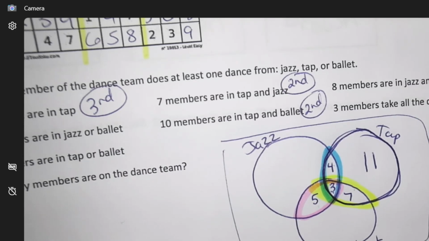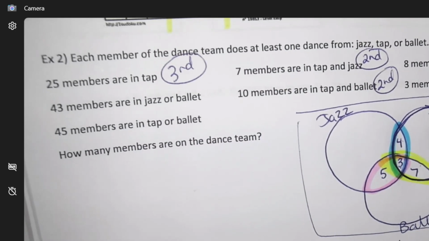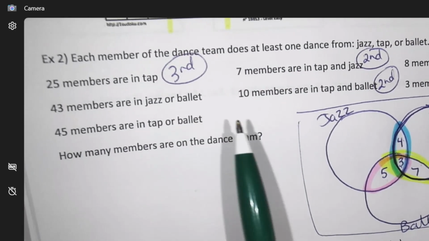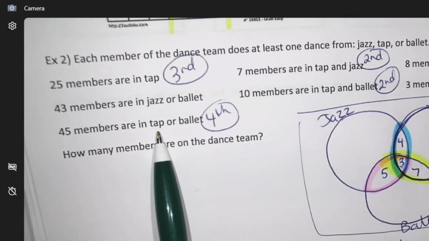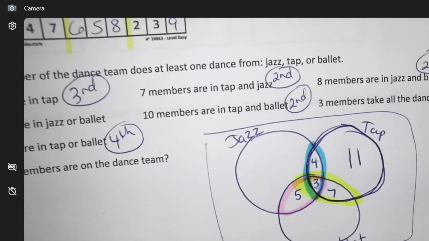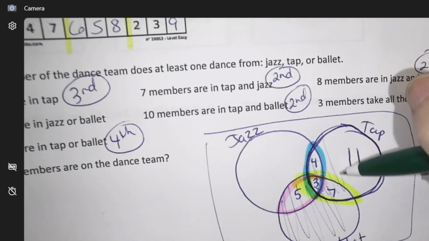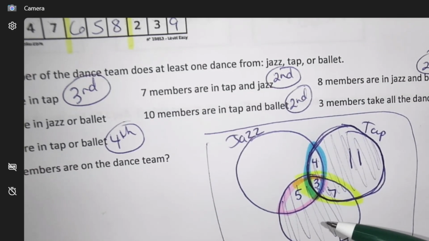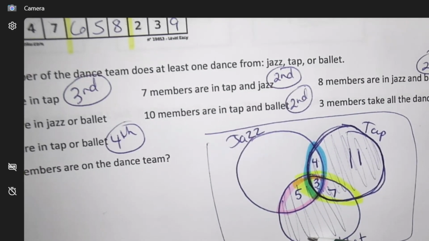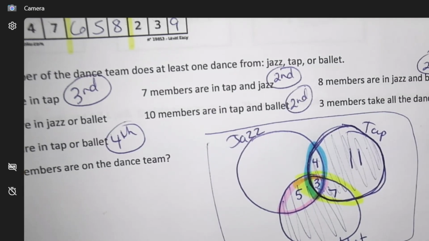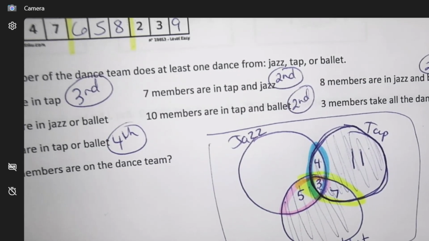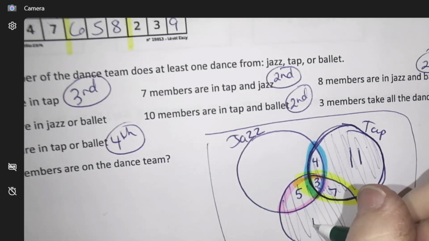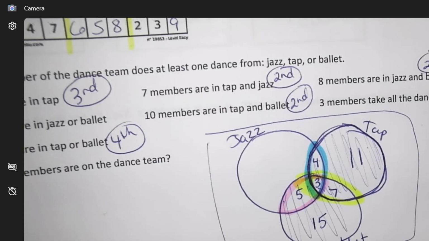Okay, my next is an or statement. I can't do jazz or ballet because then it has 2 open spots. So I have to do this one, tap or ballet. So here's what it looks like. Anything inside the tap or ballet, anything in any of those bubble parts has to add up to 45. So how much is left for here? So you would have to do 45 minus this. So I get 15.